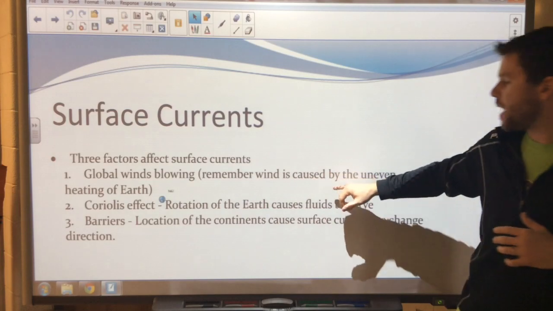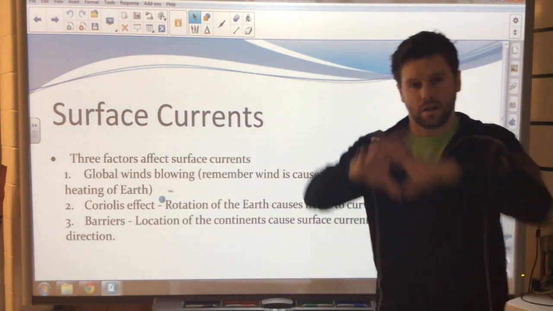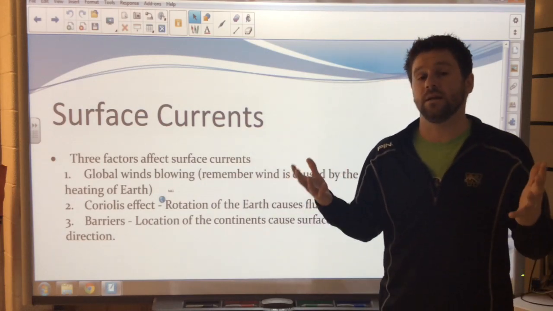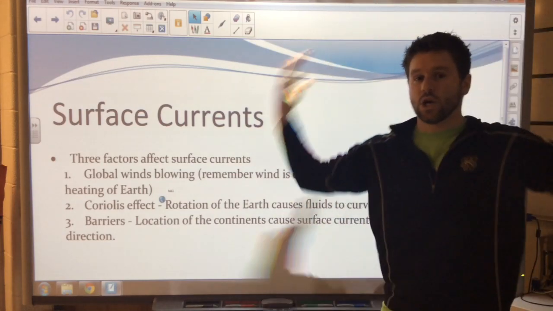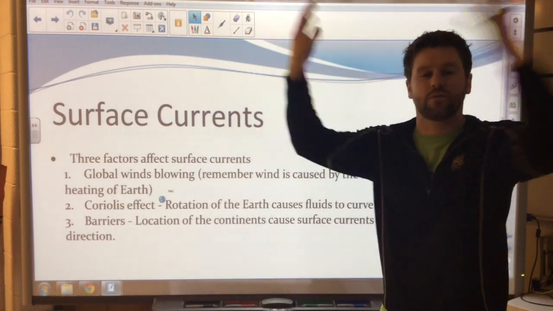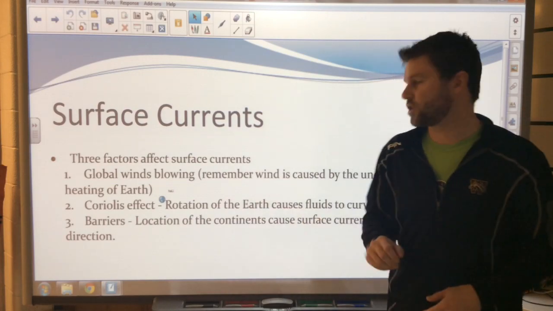Right? So wind is caused by the unequal heating of the earth, right? Around the equator, more direct sunlight, so the air gets heated hotter. That air rises, cool air replaces it and gets warmed and replaces it. So you've got this circulation of air that causes surface currents to be created.